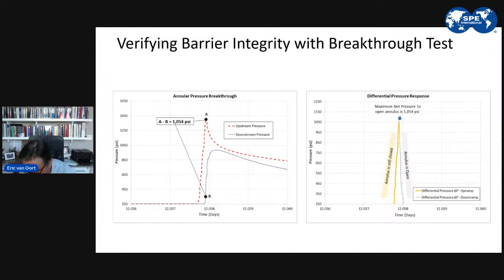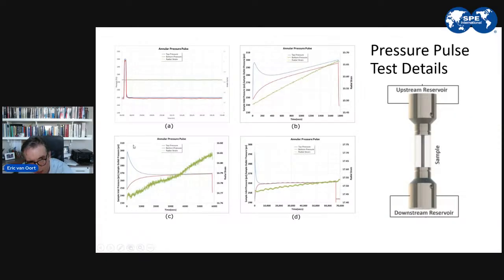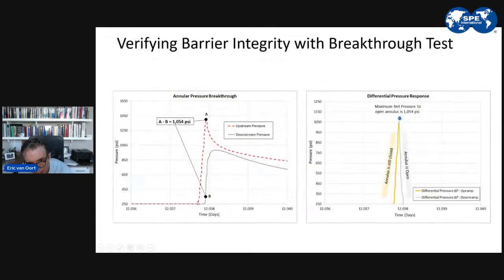What we also do at the end of a SAP test is we do a breakthrough test, pretty much a leak-off test. In the previous experiments, we pulsed up the upstream pressure. Now we ramp it up all the way to see breakthrough on the other end. So we can ramp up either the bottom pressure and see the breakthrough on the top, or ramp up the top and see the breakthrough on the bottom. And that gives us an indication of how strong the barrier is and how much differential pressure it can take.